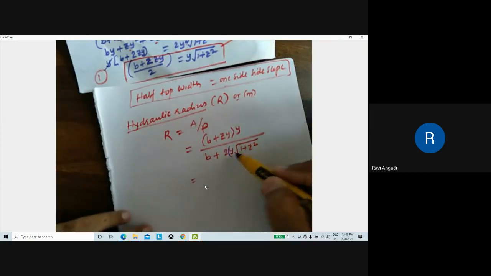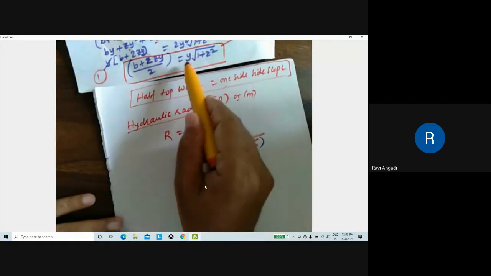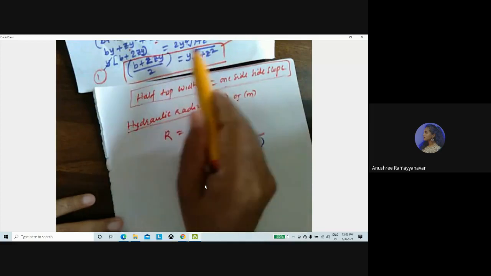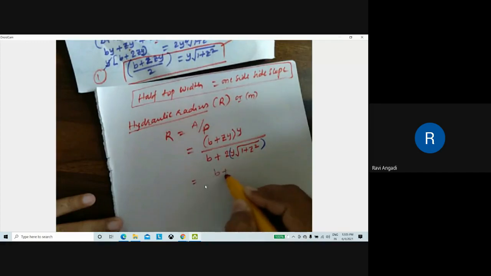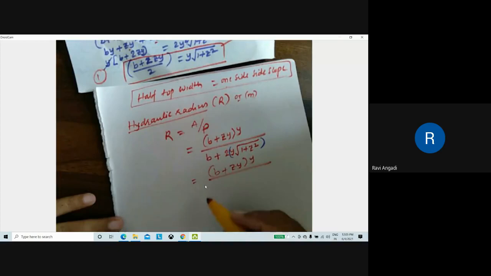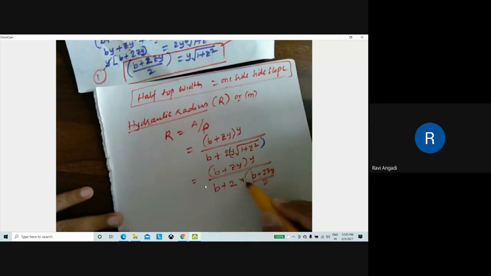So already you have derived the condition. What is the value of this one? Y square root of 1 plus Z square is B plus 2Z by 2. Substitute here. What do we get? B plus ZY into Y, divided by B plus 2 into B plus 2ZY divided by 2. Correct?